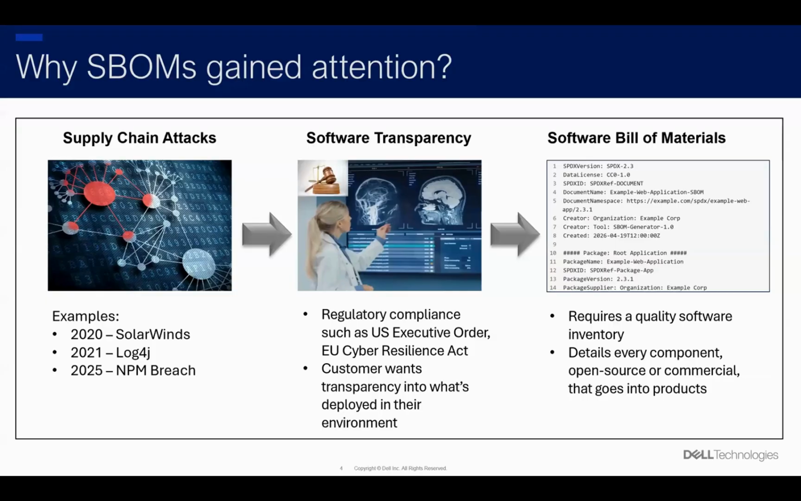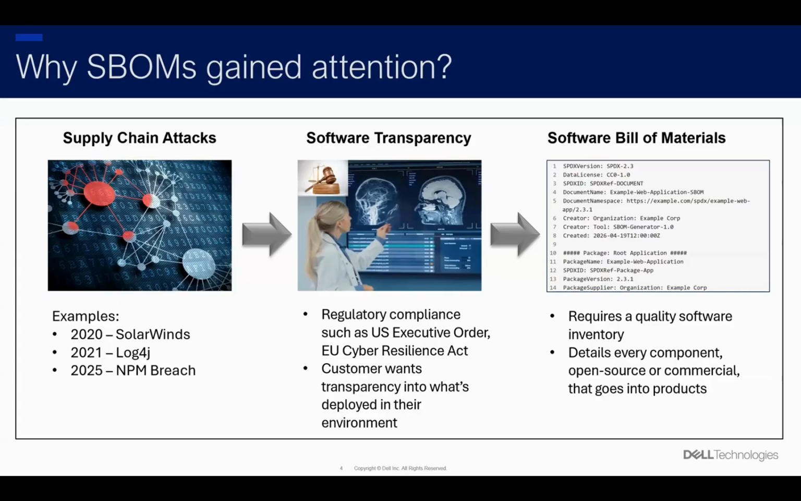So why have SBOMs really gained attention? Since the last couple of years, starting with 2020, the attack around SolarWinds, the famous Log4j, and the NPM breach that happened just last year, the issue of supply chain security started coming more and more into discussion. And the main thing that our customers started asking, and we ask our vendors as well, is around software transparency. When you see so many supply chain attacks, you have to see what works in your process to make it better. And that's where regulatory compliance, like the US Executive Order 14028, came into the picture, and then recently the EU Cyber Resilience Act as well. The customers do want to know what is deployed in the environment so that they can make the right decisions for their products and their company.